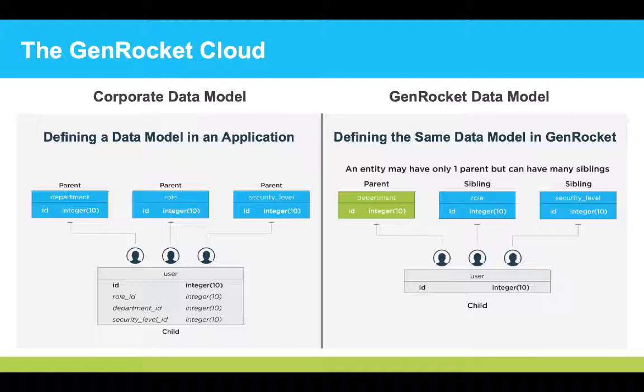And we do not store GenRocket domains and their relationships the same way as you store your entities in your database. Look at the diagram. On the left, you can see a typical database model with multiple inheritance where there is one child and 3 parents. And now look to the right, and you can see that the same entity relationships are set up differently inside of GenRocket. In GenRocket, there can only be one child and one parent, and the rest of the entities must be siblings. Thus, your exact corporate data model is never exposed.